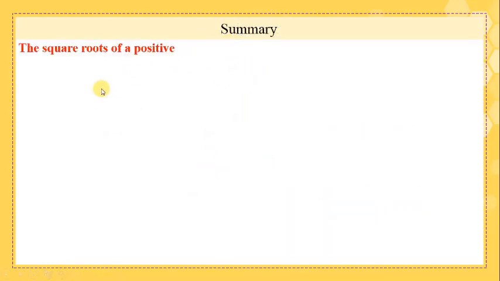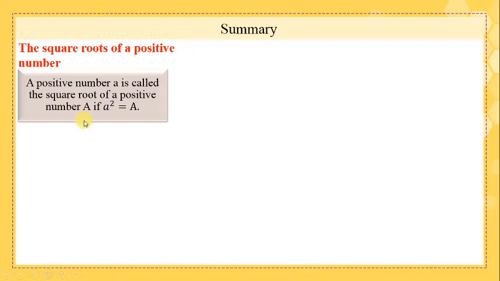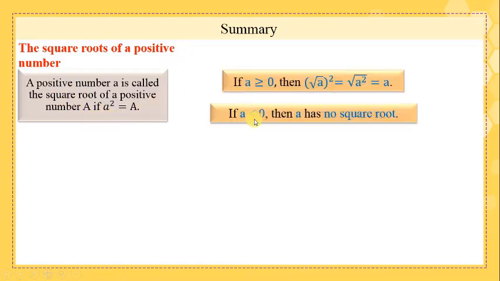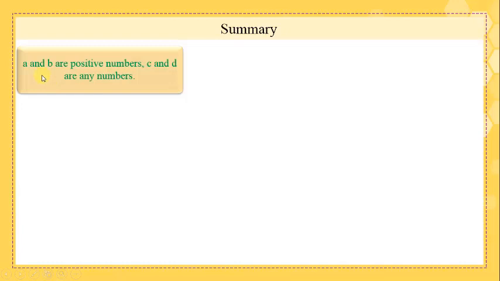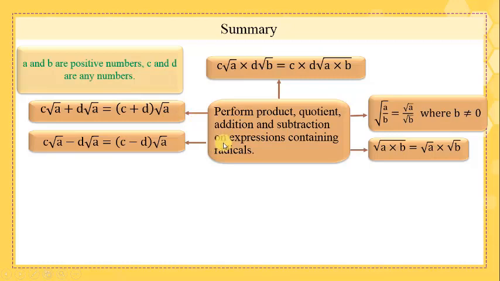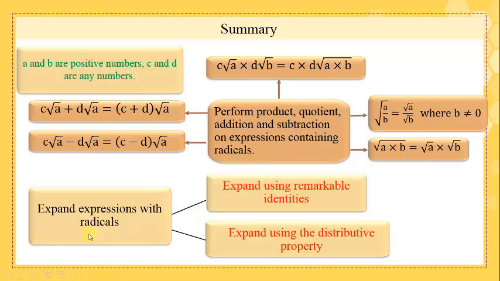Summary. We have seen in previous videos the definition of a square root, and if A is negative then A has no square root. How to find a square root using a calculator. If A, B are positive numbers, C and D are any numbers, then we have seen operations such as product and quotient, addition and subtraction on expressions containing radicals. Now we have seen how to expand expressions with radicals, by using remarkable identities and by using the distributive property.